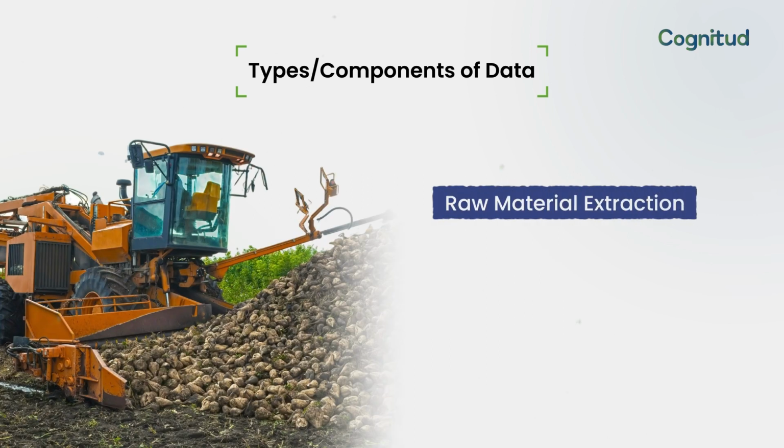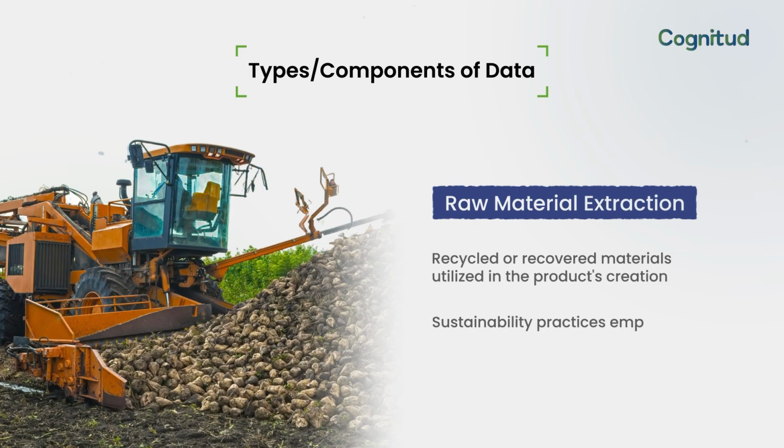Raw material dissection is the key. The digital product passport contains a detailed breakdown of the origin of raw materials, the extent of recycled or recovered materials utilized in the product's creation, and the sustainability practices employed in material sourcing.